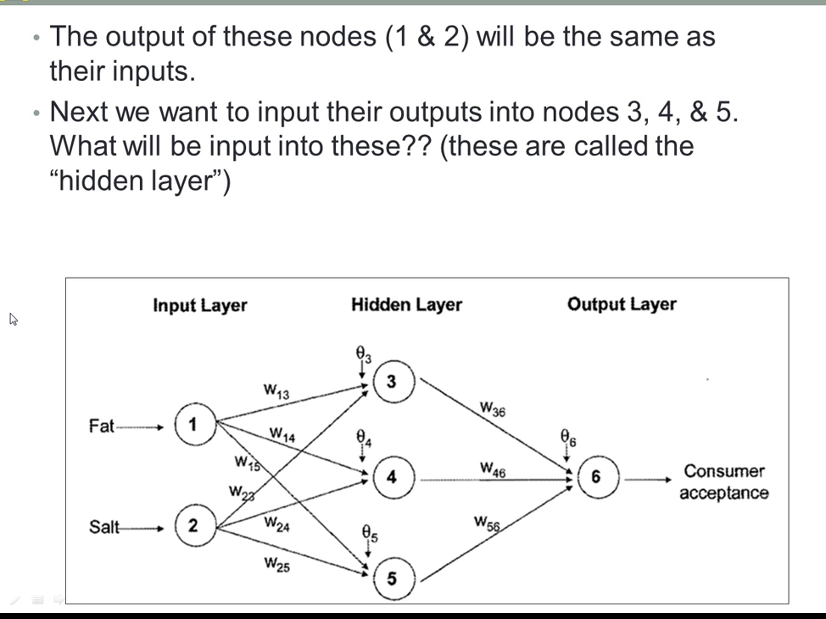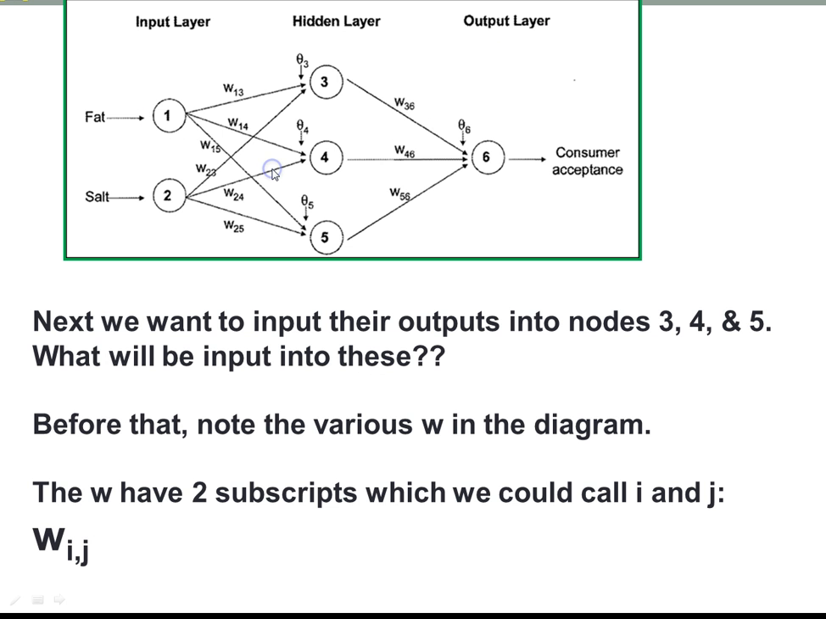All right, so then you can also figure out what goes into node 4, right? And also what goes into node 5. Okay, do you get it? So next we want to input their outputs. That is, we want to take the fat and the salt and put them into nodes 3, 4, and 5. What will be input into these? The hidden layer, 3, 4, and 5.